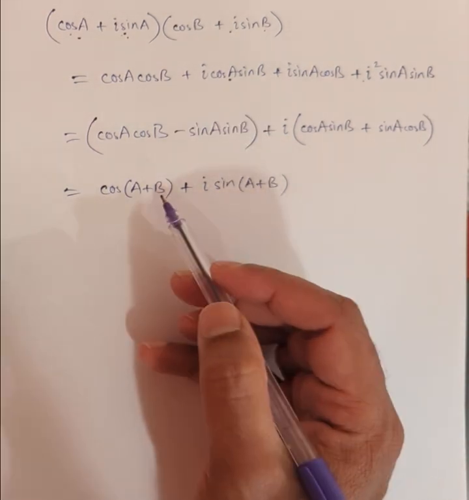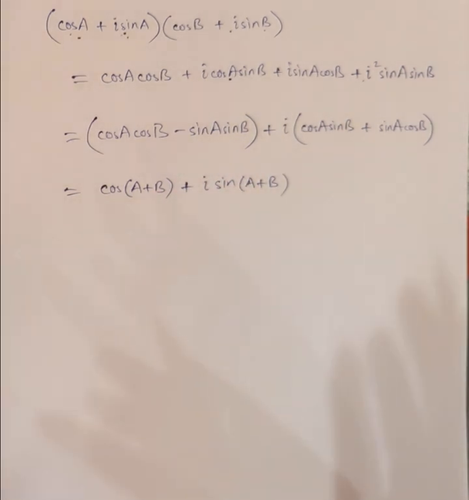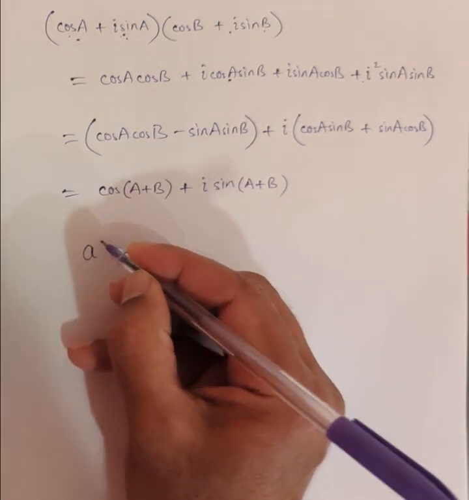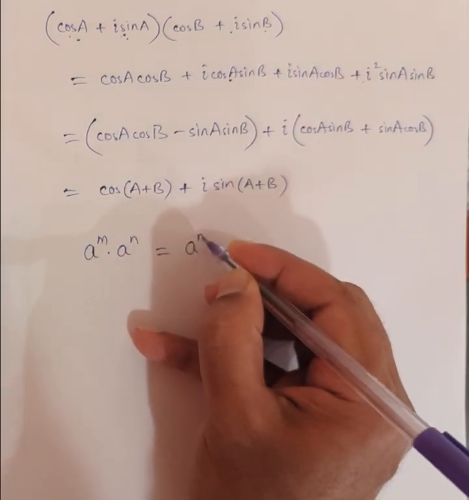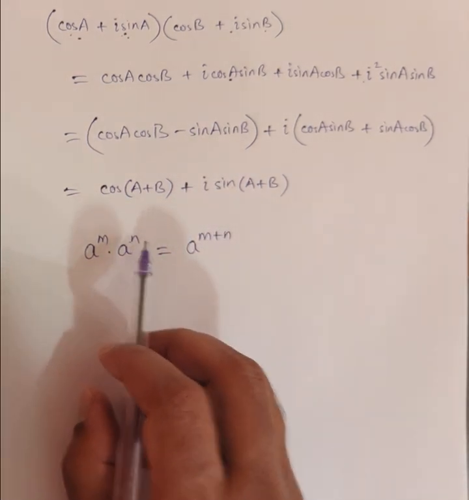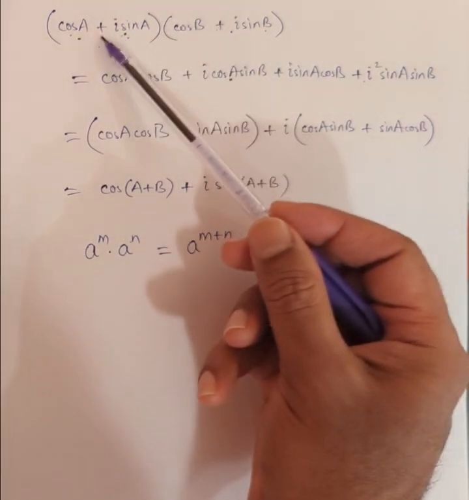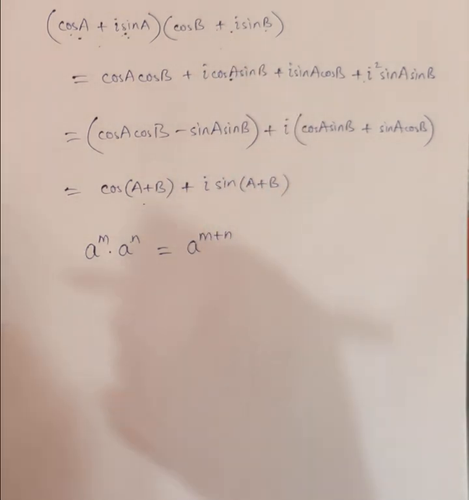Now, something like this happens when you multiply exponents. So recall, if you have a to the power m times a to the power n, it's a to the power m plus n. So when you multiply, the exponents are added. And that's what's happening here. When you multiply two complex numbers on the unit circle, their arguments are being added. So you say that complex multiplication on the unit circle obeys the exponential law.